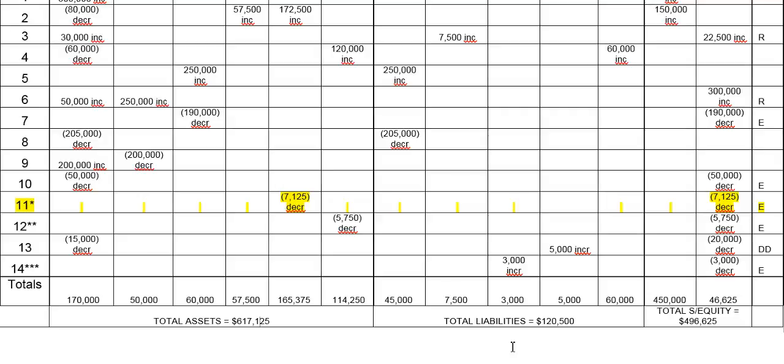So now I'm going to take a little break because we still have a lot more to do in this question. Now that we've done the larger part, we have to go through the financial statements. We've got to do an income statement, a statement of changes in equity, and a statement of financial position.